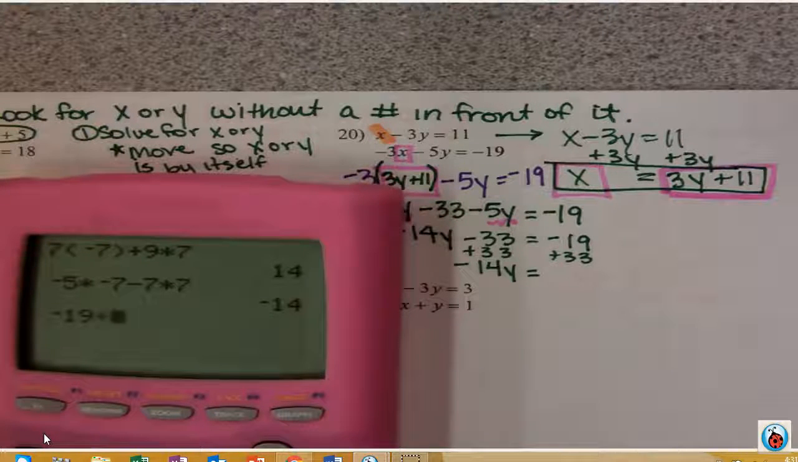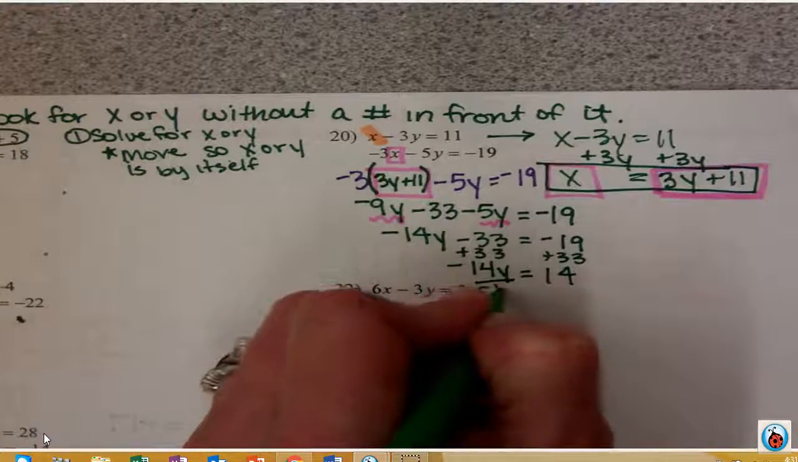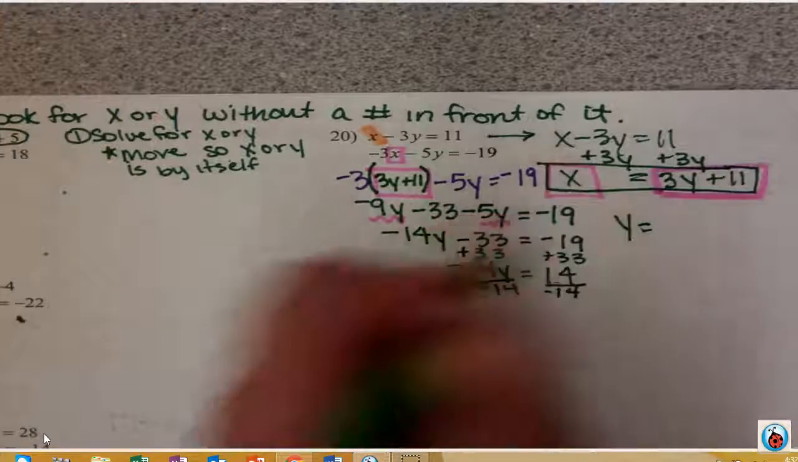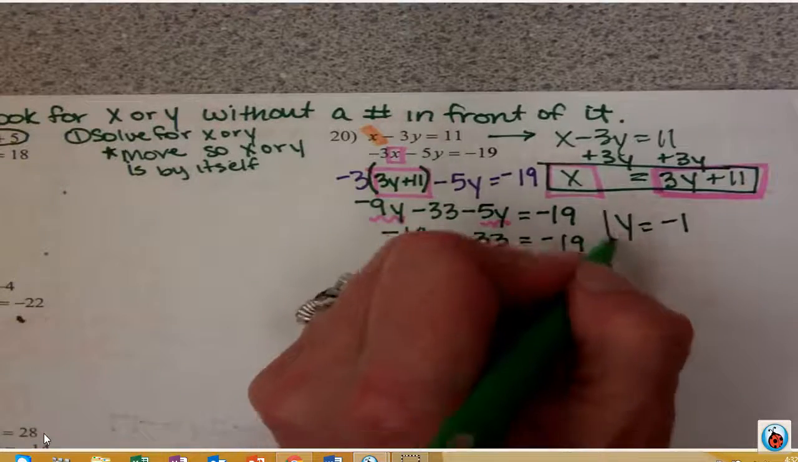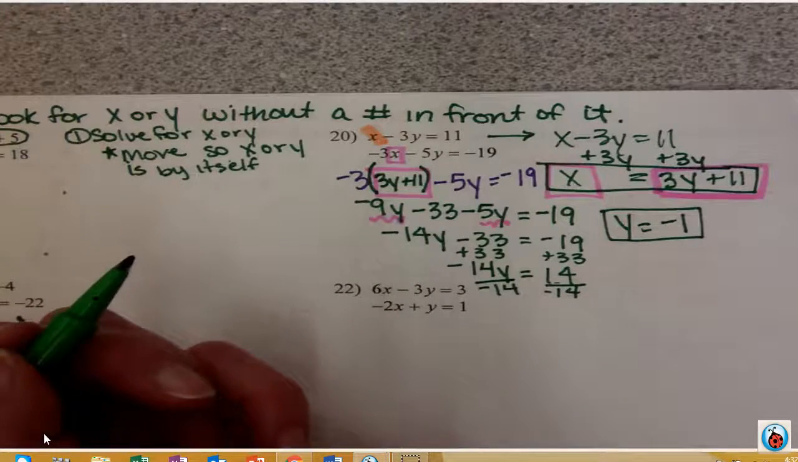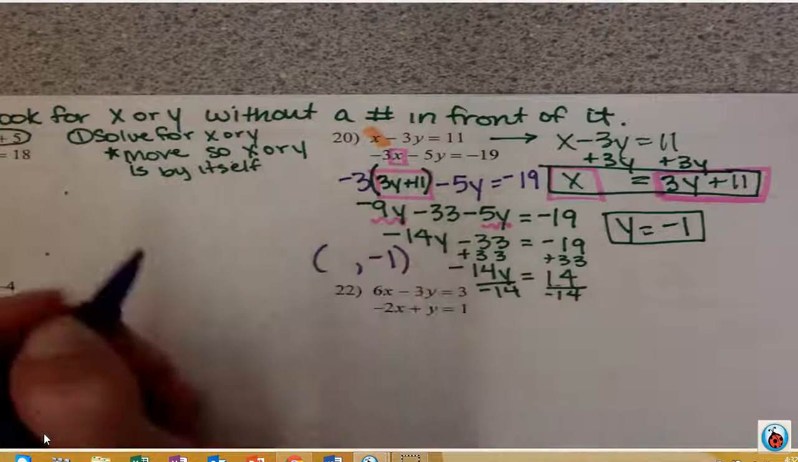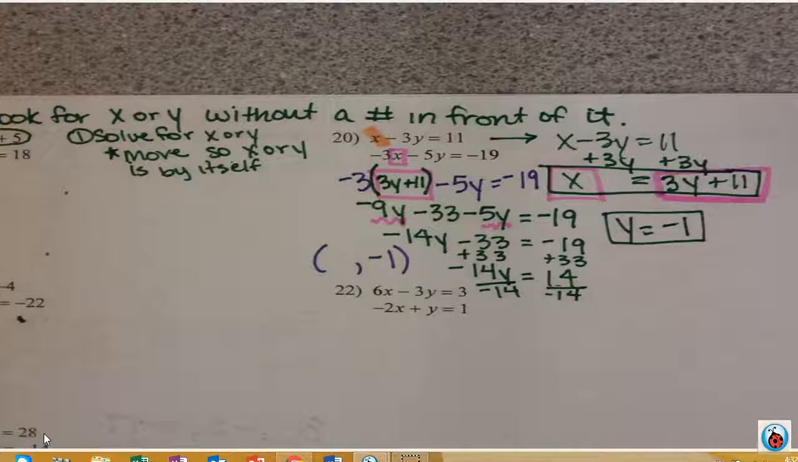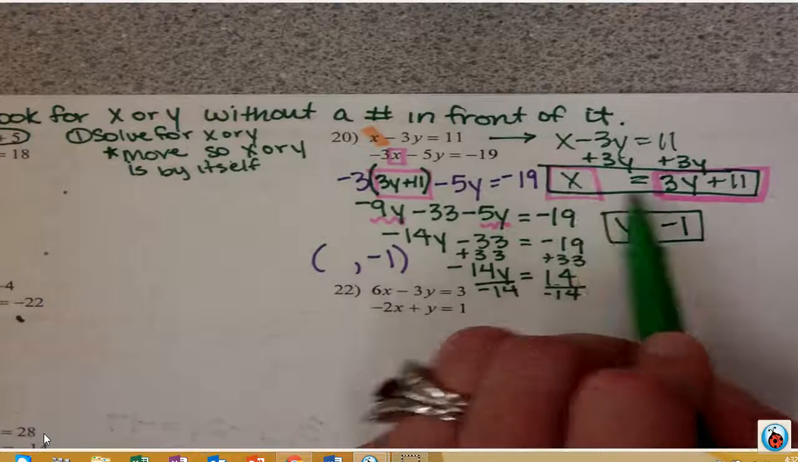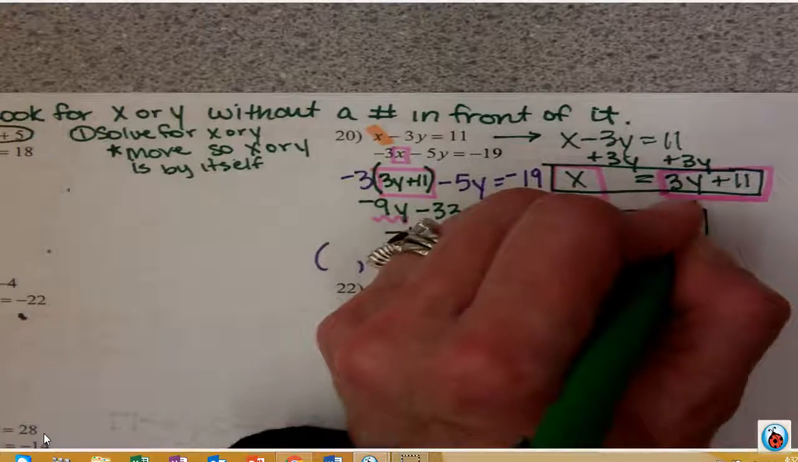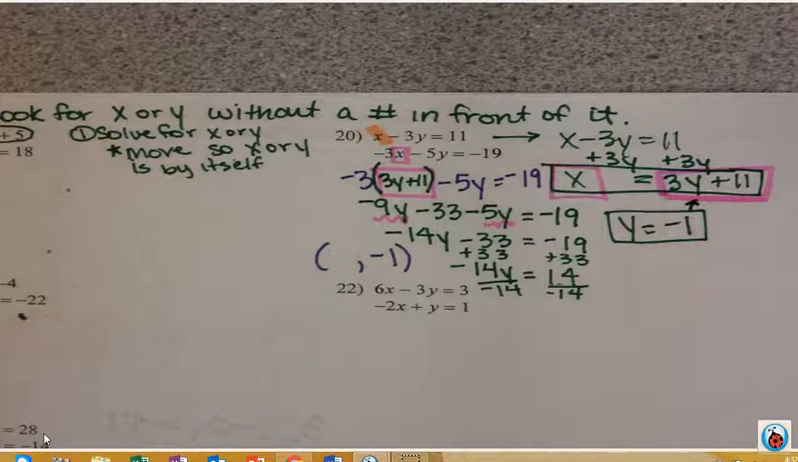What do we have here? Negative 19 plus 33. Look at that, it's 14. When I divide both sides by negative 14, I get y equals negative 1. So then I know that my answer is going to have negative 1 here. But I still have to figure out what my x is. Well, I know that x equals this. I know my y equals this. I can put this right there.